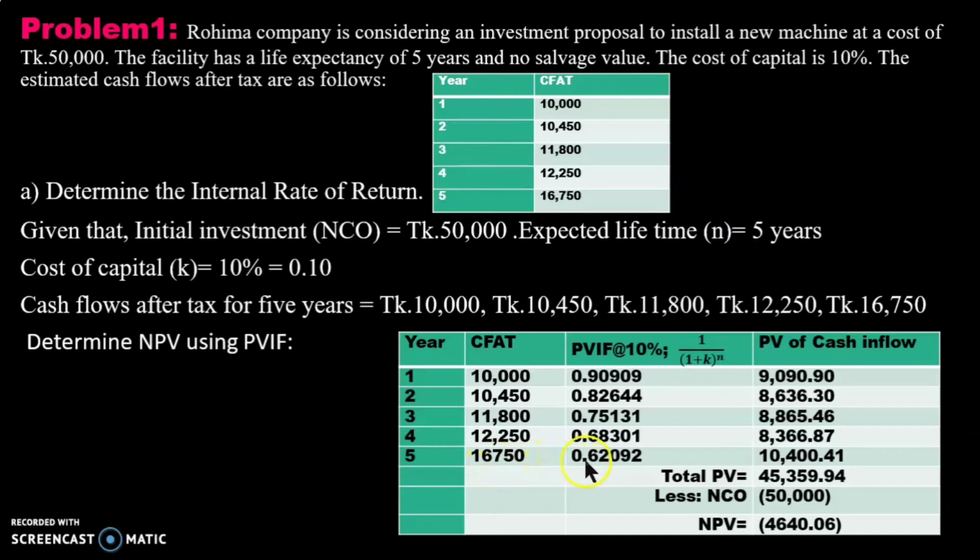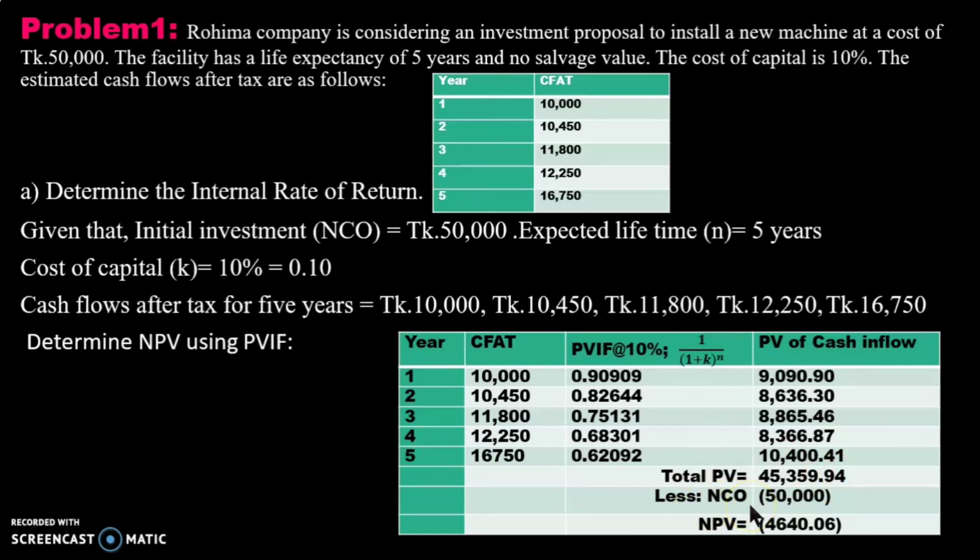16,750 into 0.62092, then we will get the value 10,400.41. Now we total all present value of cash inflows, then it will be taka 45,300 59.94. Now we less the NCO.